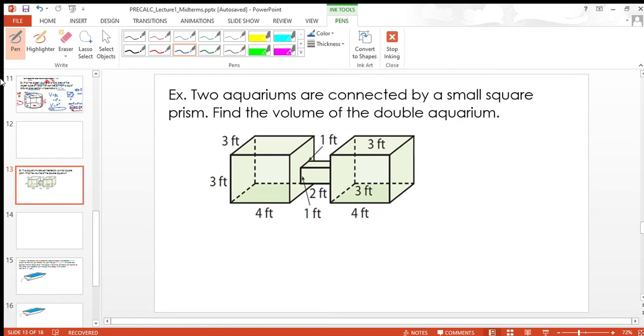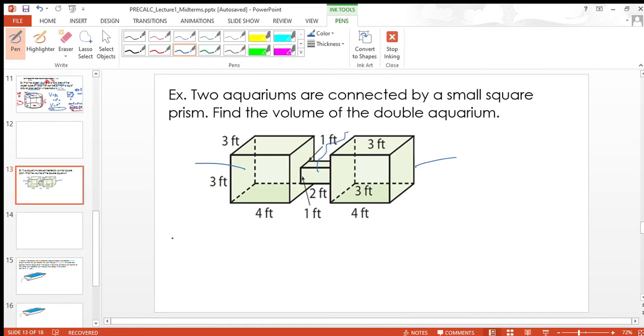So volume, we are looking at the total space that we have here. If you look at this figure, we have two square prisms. These are the square prisms. One square prism, this is another square prism. These are the aquariums, but these two aquariums are connected by a small prism, which is this prism here.